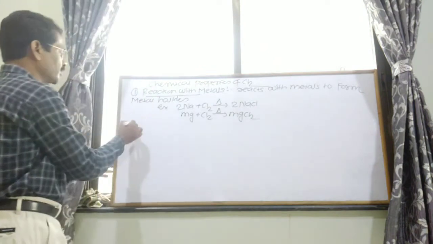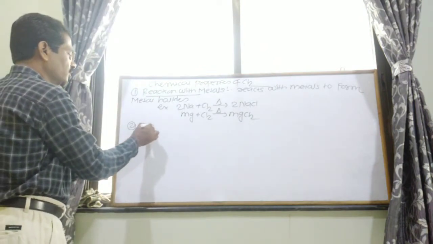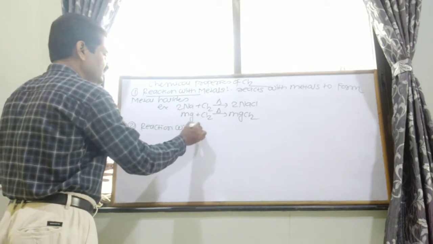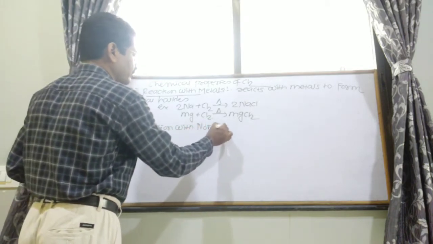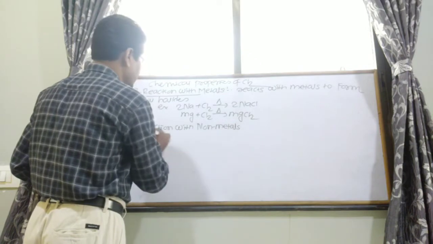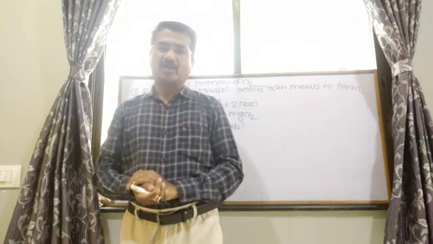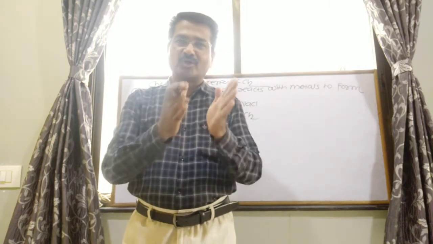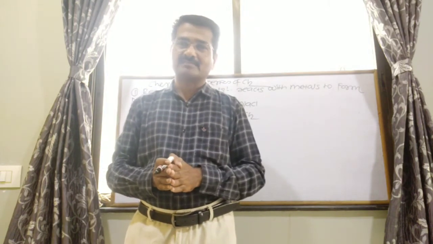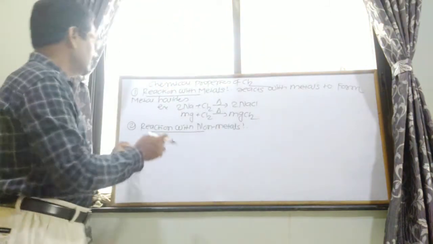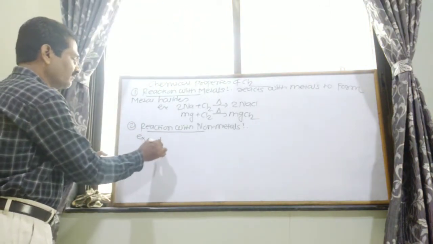Then the second chemical property, reaction with non-metals, like phosphorus, sulfur, nitrogen. Chlorine can react with non-metals to form the corresponding non-metal chlorides. For example, phosphorus.